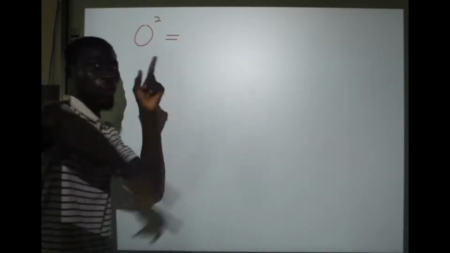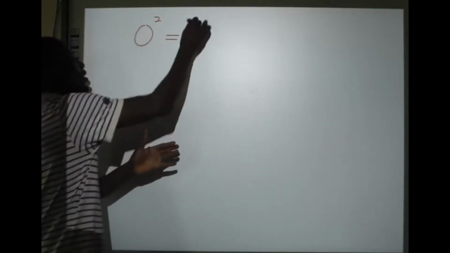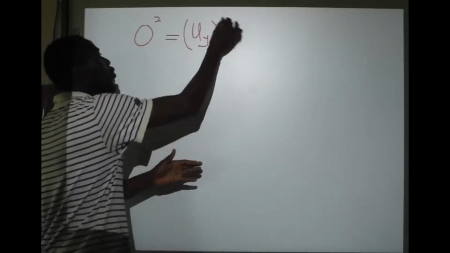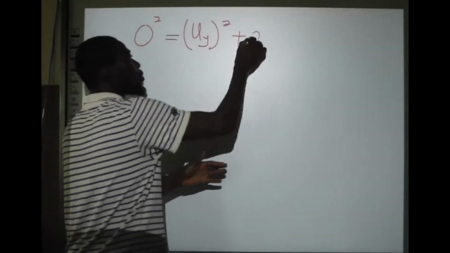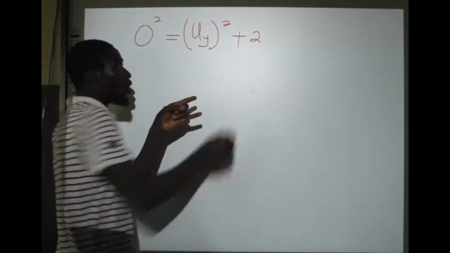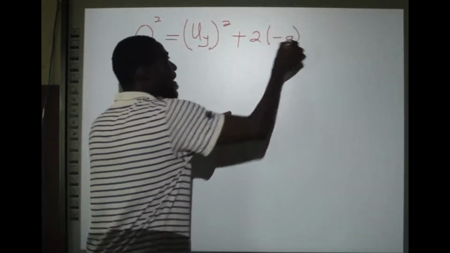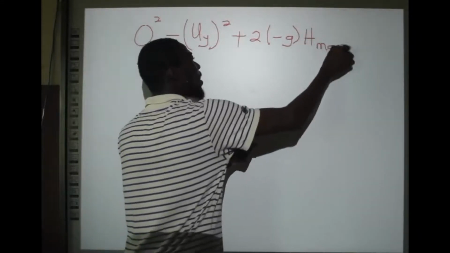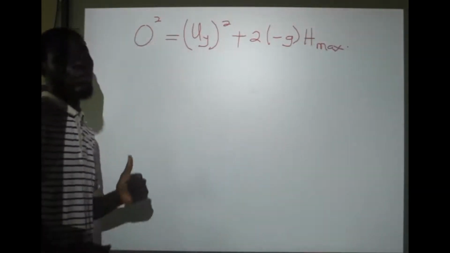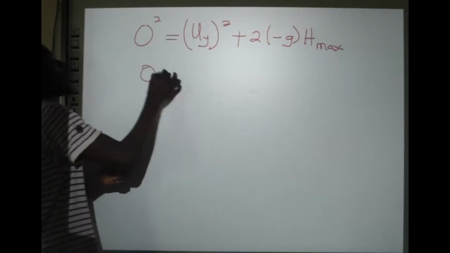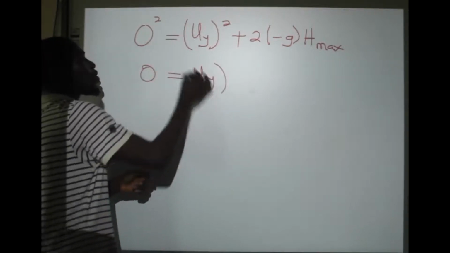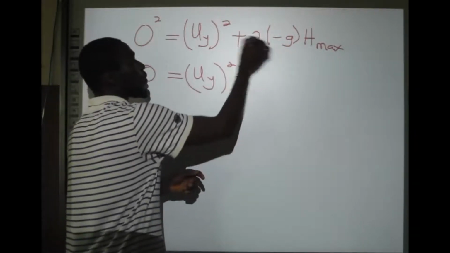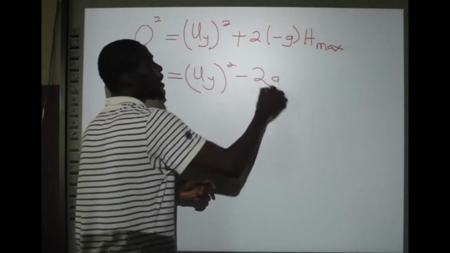Don't forget, our u will now be the vertical velocity. So that will be uy all squared plus 2. Now, don't forget, our a will become negative g, because it's actually against the earth's gravitational force. And our s becomes our h maximum, which is what we want to solve for. It implies that in this case, our 0 will now give us uy all squared minus, because plus and minus is minus, that will be minus 2g h maximum.